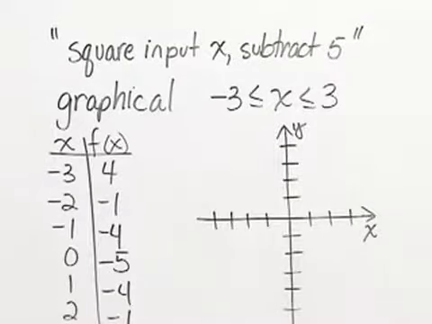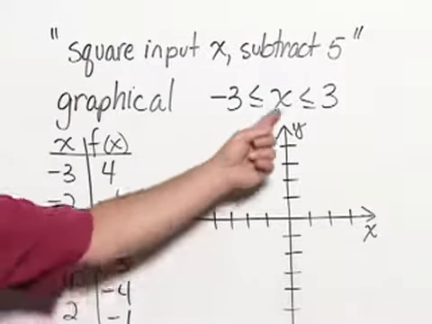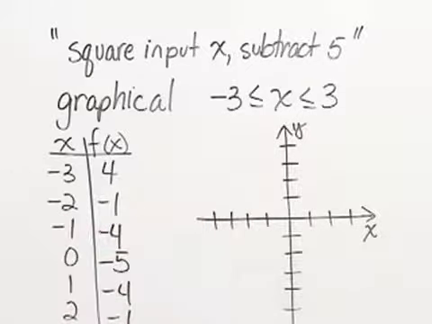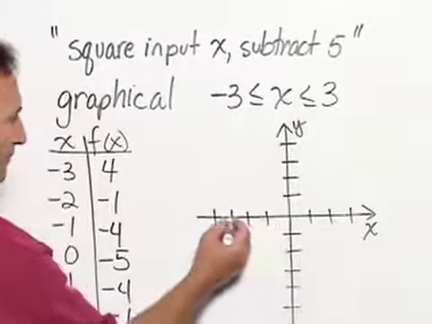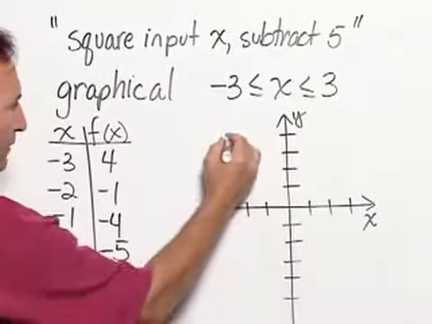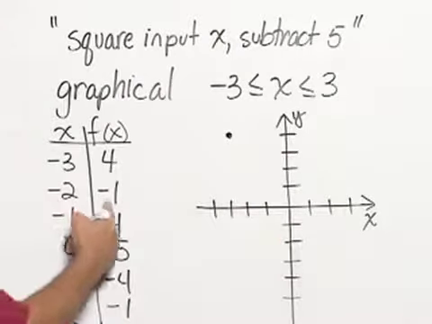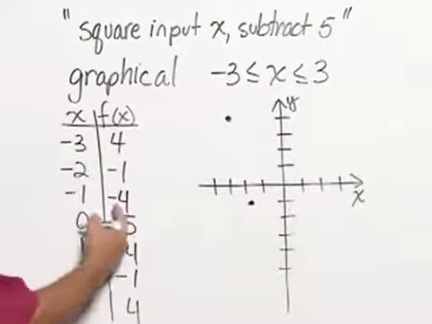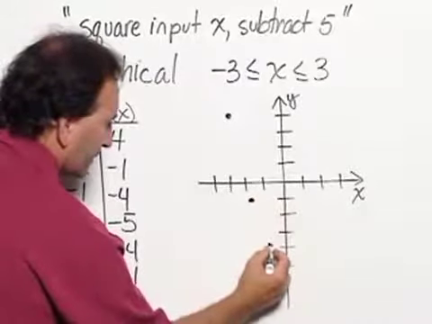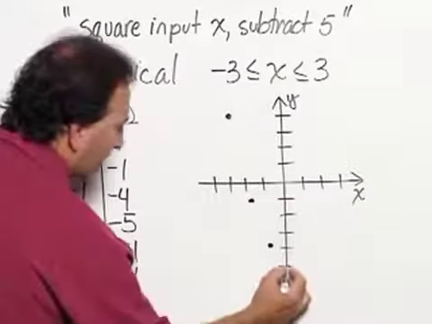And now for the graphical representation. Remember, we were asked to keep x between -3 and +3. However, we just finished the numerical portion, so I've rewritten the values of the numerical table in vertical form rather than horizontal form. And these are the ordered pairs we'll use to graph this function. -3, 4. -2, -1. -1, -4. And then 0, -5.